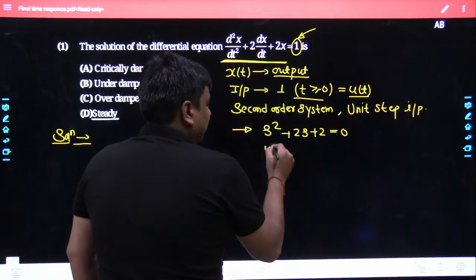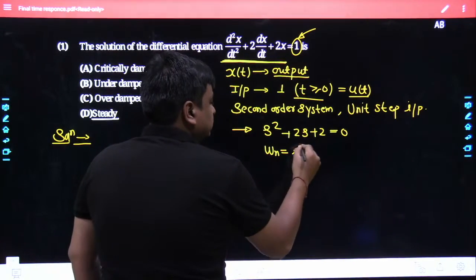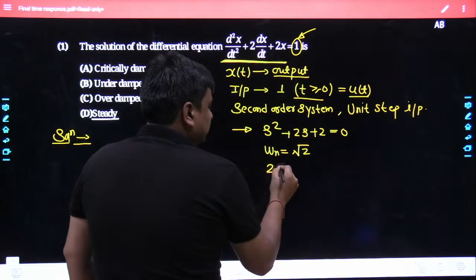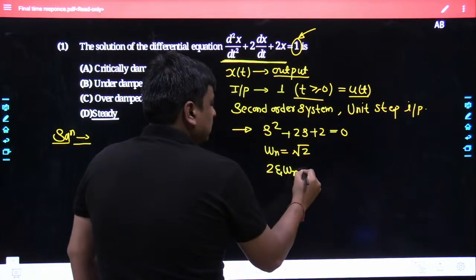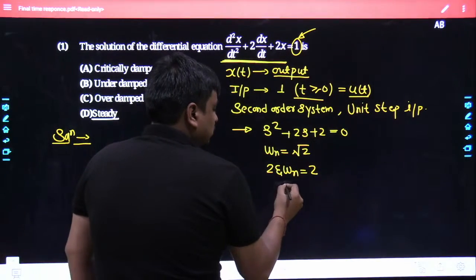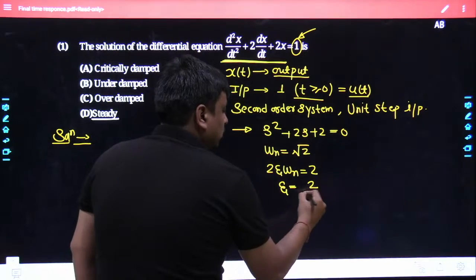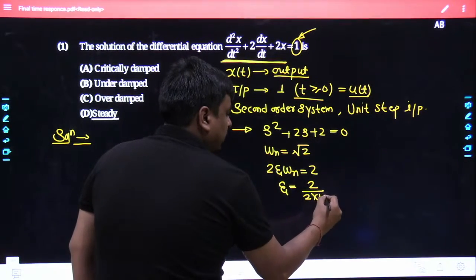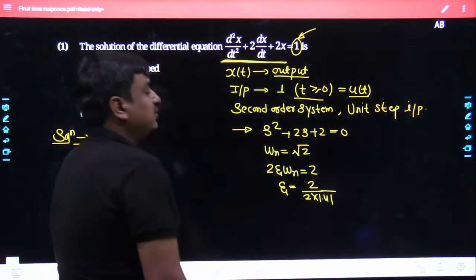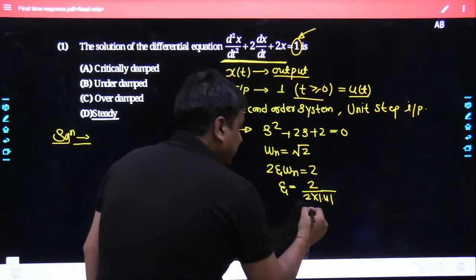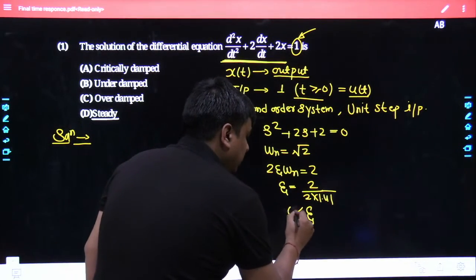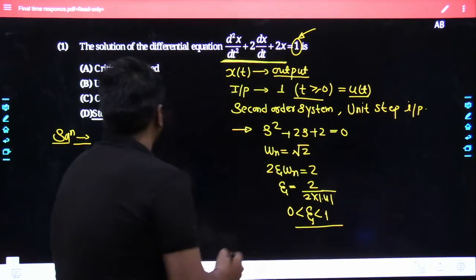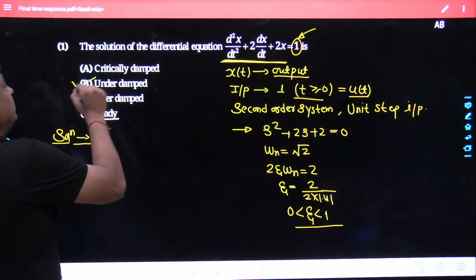You can see very well. So the value of omega n is going to be root 2. So 2 zeta omega n is equal to 2. So the value of zeta becomes 2 divided by 2 into 1.414, which is the value of root 2. So you'll get to know the value of zeta is between 0 and 1. So which type of system is it? It is going to be an underdamped system.